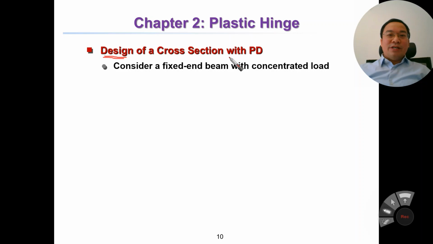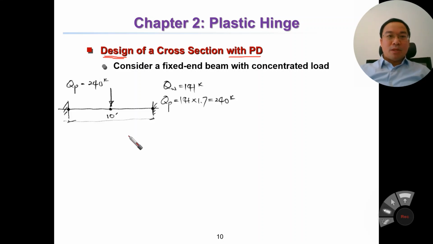In this case, we use the plastic design concept. Now, please consider a beam. It is a fixed end beam under a concentrated load at the middle. The beam has a length of 10 feet, under the gravity load Q equal to 1.4 kip. Okay, this is the gravity load.